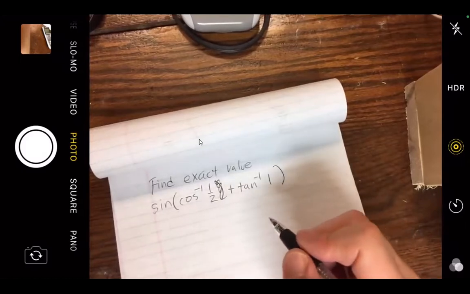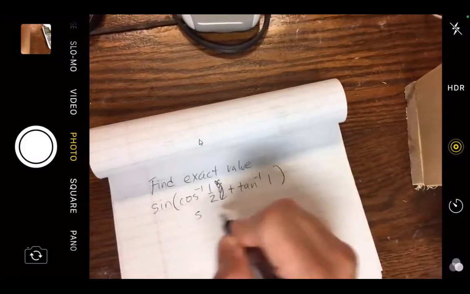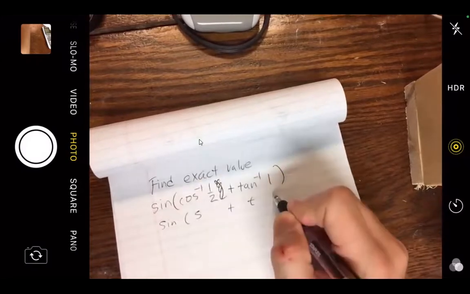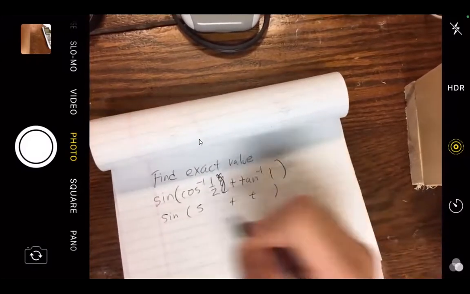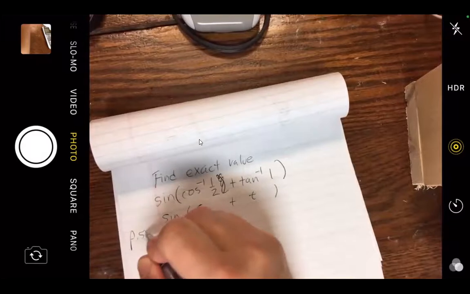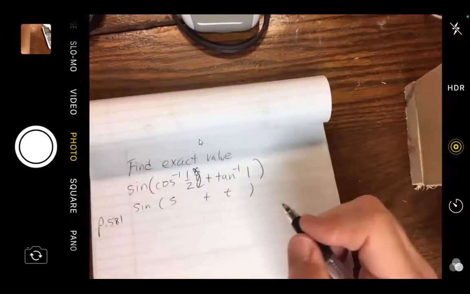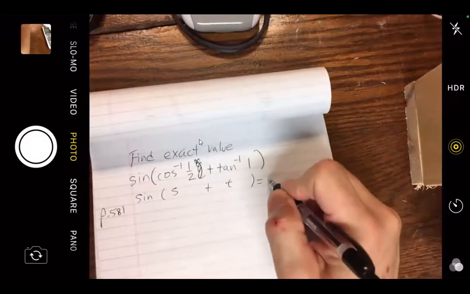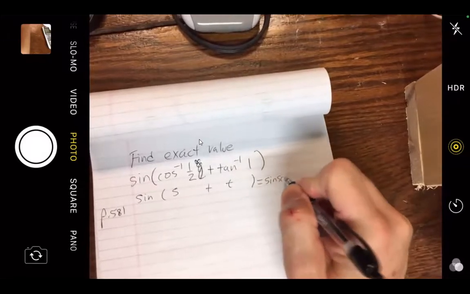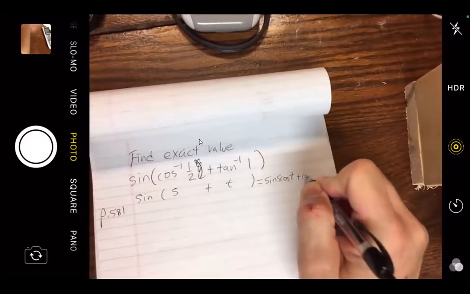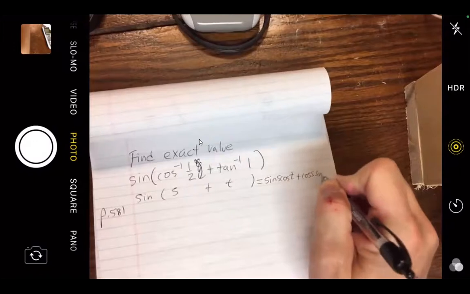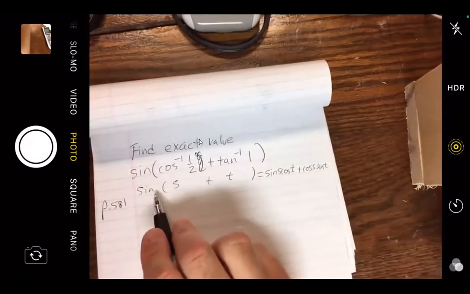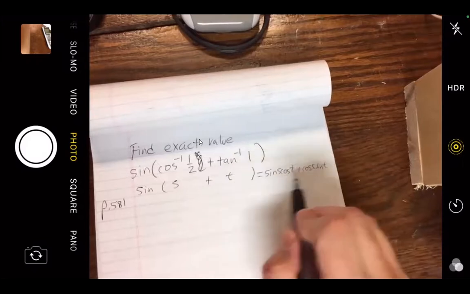Okay, so once again, this is going to look like sine of S plus T. That's again off page 581, the subtraction and addition formulas. That would be sine S cosine T plus cosine S sine T. Sine of these things goes sine times cosine plus cosine times sine, and you keep the same sign in the middle.